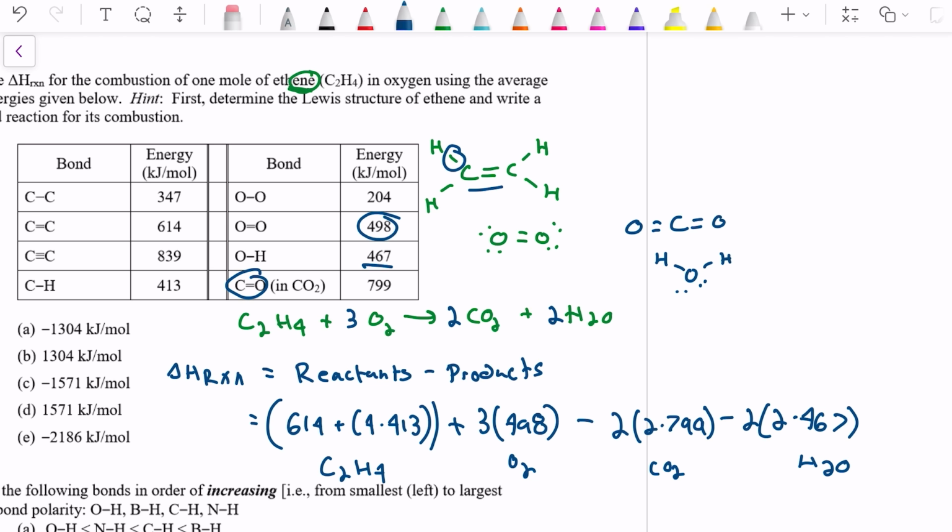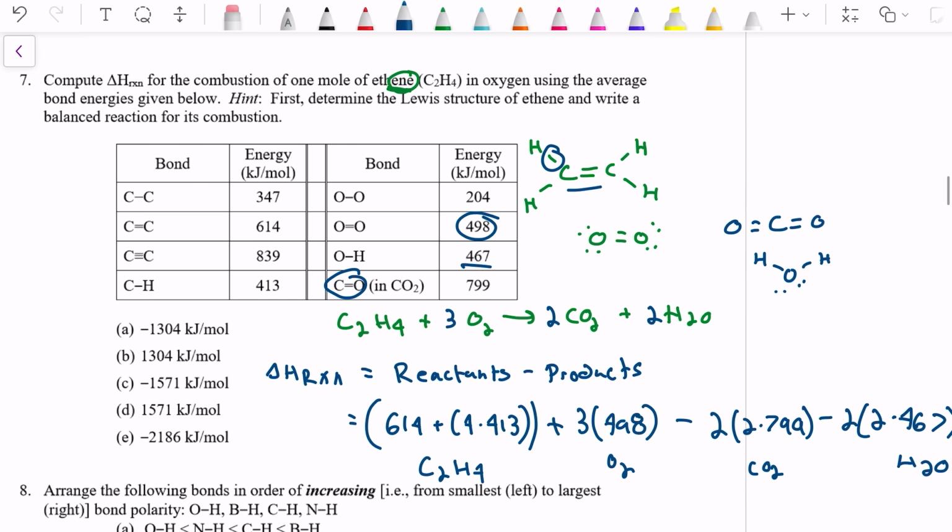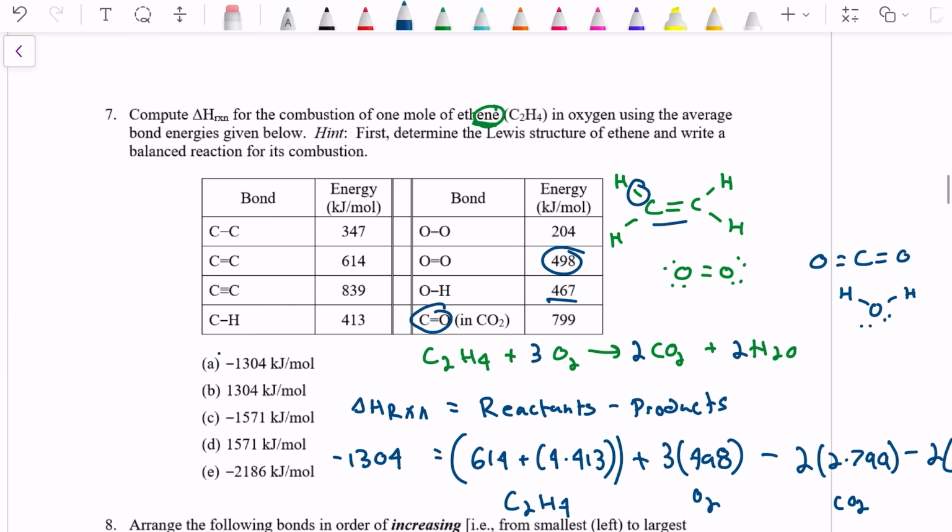Okay, so now for my reactants, I have 3,760. I'm going to subtract off what I got for the products, which is 5,064. I got negative 1,304, which leaves me with A. And all that was in kilojoules per mole. Not that units really matter here.